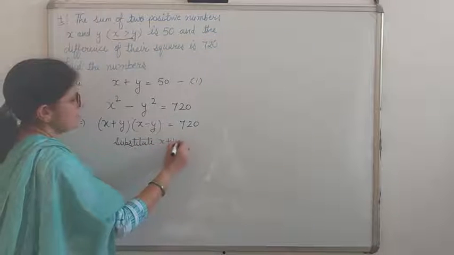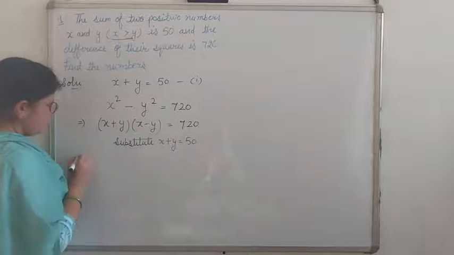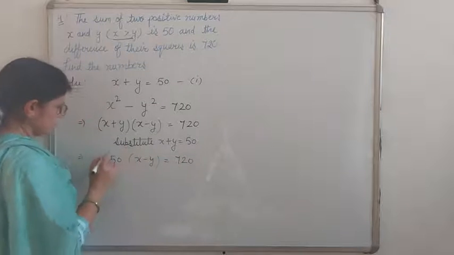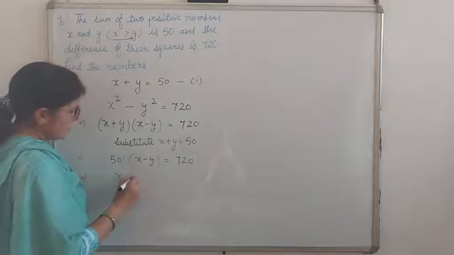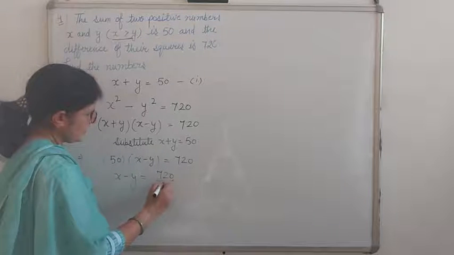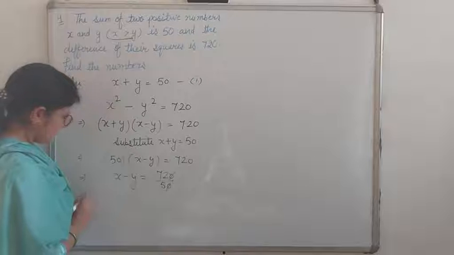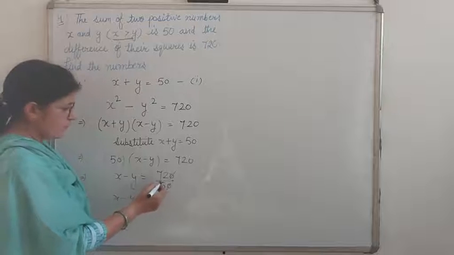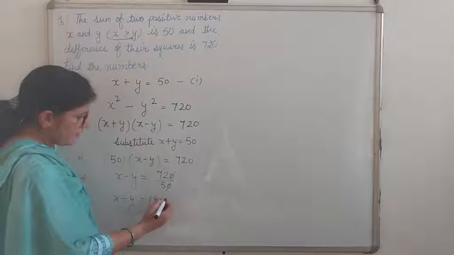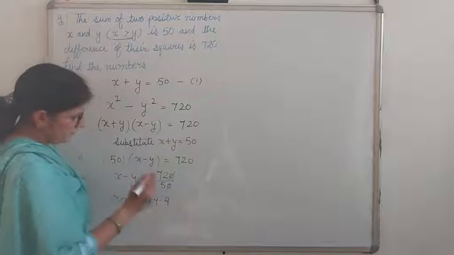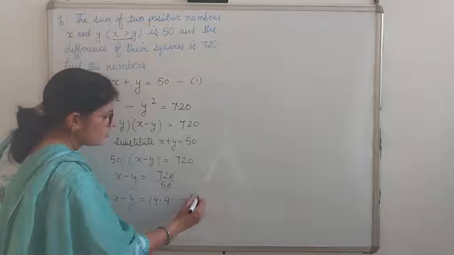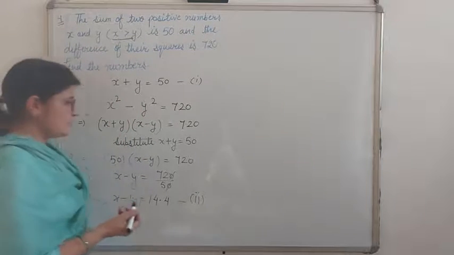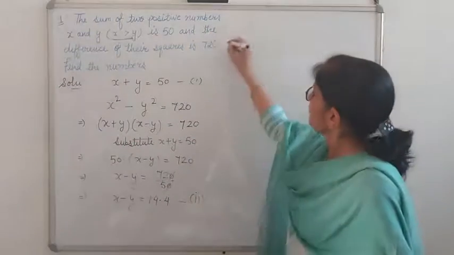So x plus y is equal to 50. 50 into x minus y is equal to 720. X minus y is equal to 720 over 50, which is 72 divided by 5. 5 ones are 5, 5 fours are 20. This is equation 2. Now their coefficients are already the same, so no need to multiply with any number. So from equation first and second.